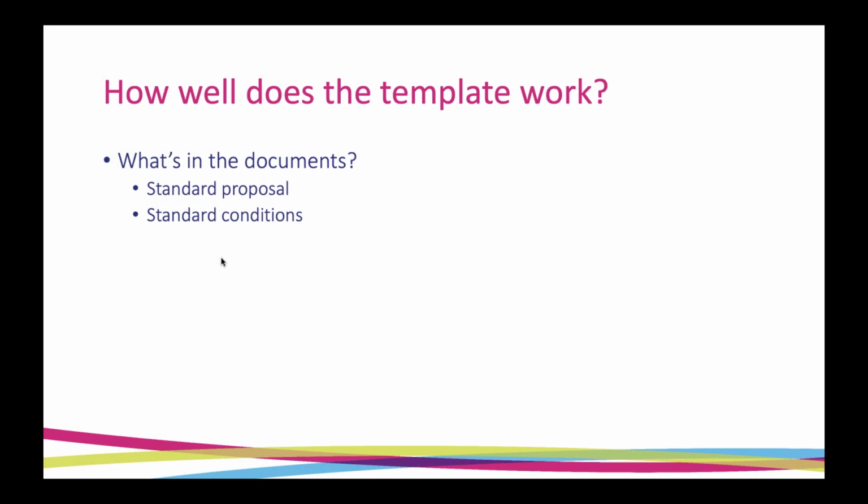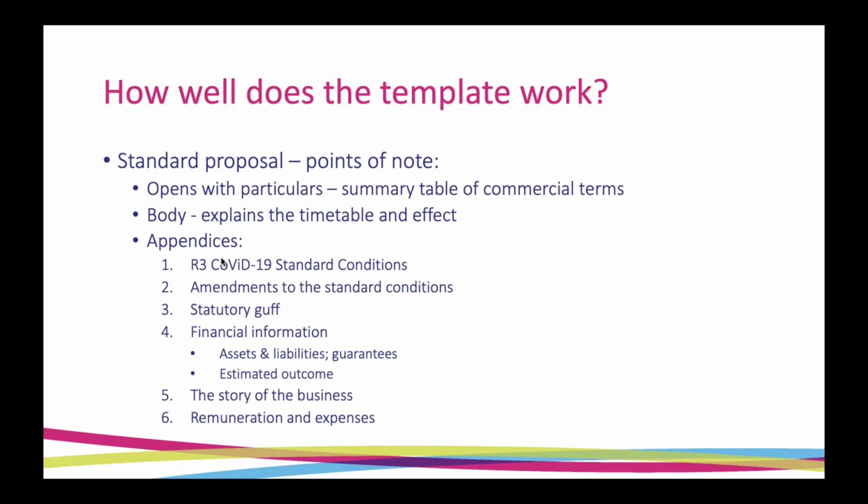So looking at the template itself, what have you got in it and how well does it work? There's basically two main documents in it. There is a standard proposal, which is the outline of the basic offer that is put to creditors, and then there are standard conditions as well. Standard conditions being very similar in many ways to the R3 IVA standard conditions. They're basically the legal terms and conditions that will apply to the CVA if approved.